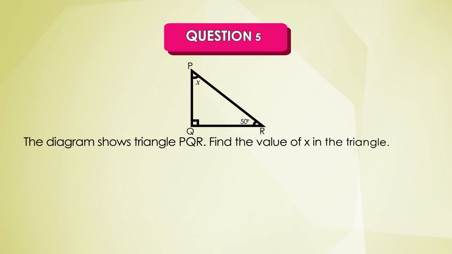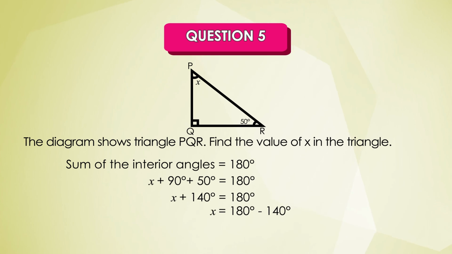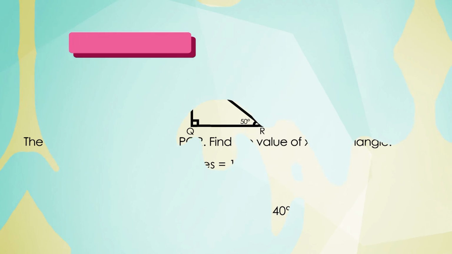Can you do this question, girls and boys? What is the sum of interior angles in a triangle? That is correct. The sum of the interior angles in a triangle is 180 degrees. So, x plus 90 degrees plus 50 degrees equals 180 degrees. x equals 180 degrees minus 140 degrees. x equals 40 degrees. Great job, girls and boys.